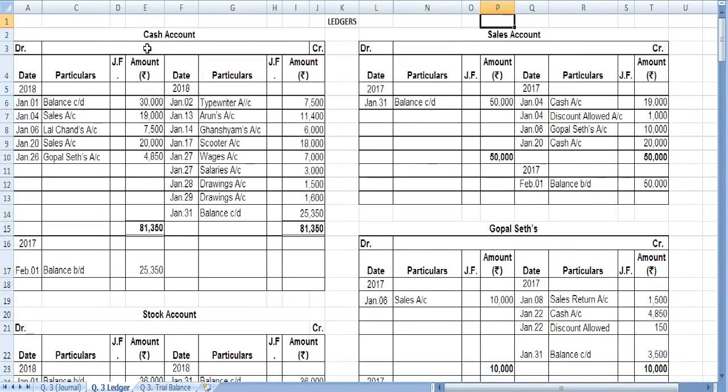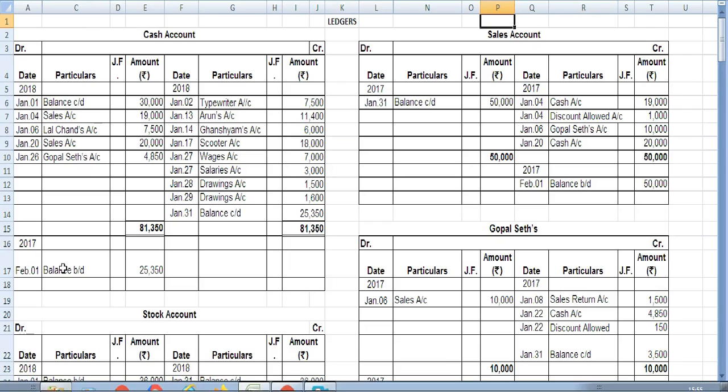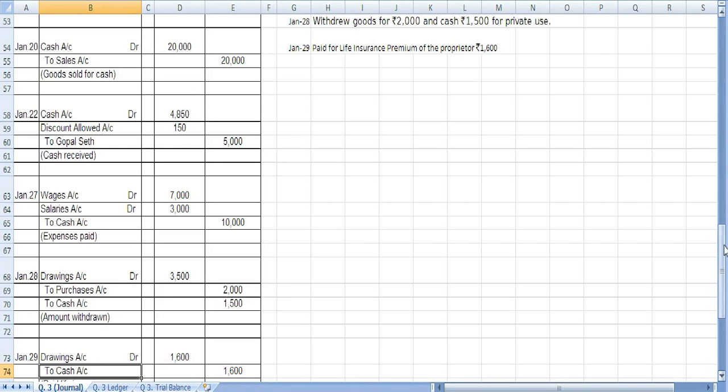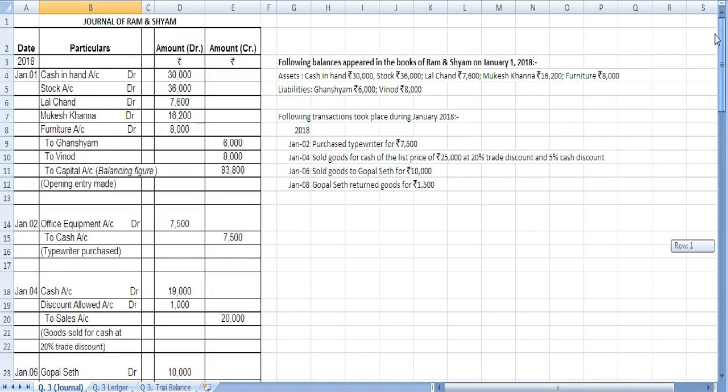So let us come first to the first journal entry. Okay, here it says the first journal entry we have made: cash in hand debit, stock debit, Lalchand, Mukesh, furniture, Ghanshyam, Vinod, and capital. So this will be the opening entry. Okay, so cash, we know it is asset, so the opening entry will start from the to side.